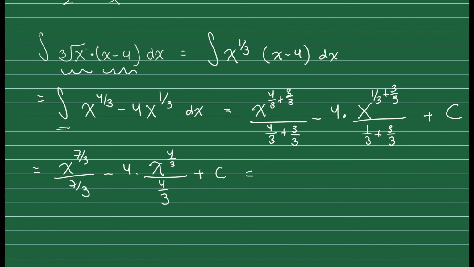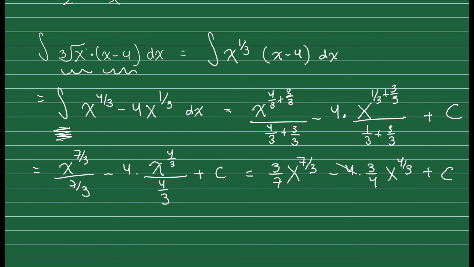Notice that I lost my integral sign when I actually undid the power rule. You need to know when to drop the integral sign for correct notation. Just like limits, you need to know when to put limits and when to drop the limit notation. Same thing with integrals. And if we go ahead and simplify, this becomes 3/7 x to the 7/3 minus 4 times 3/4 x to the 4/3 plus c.